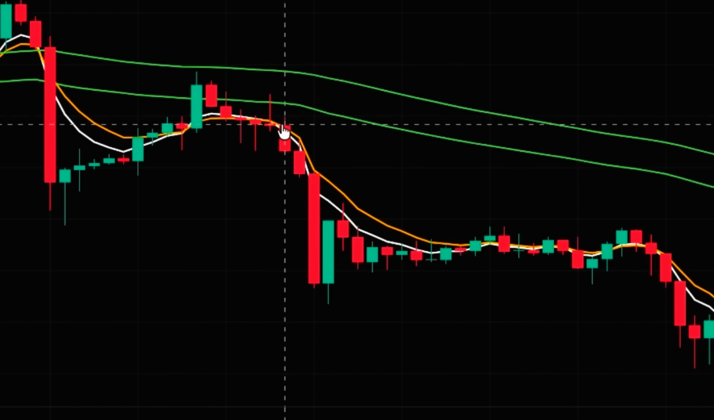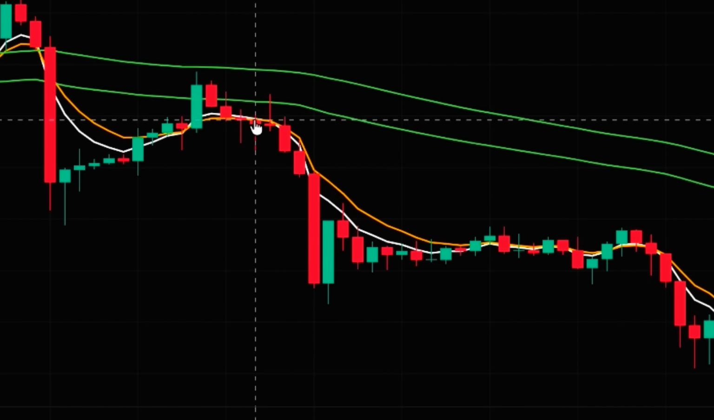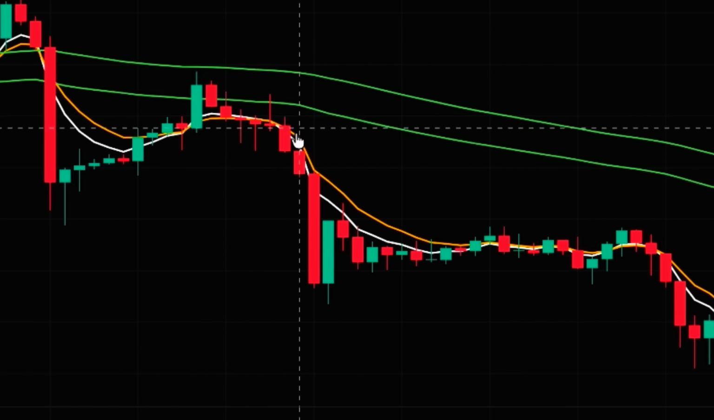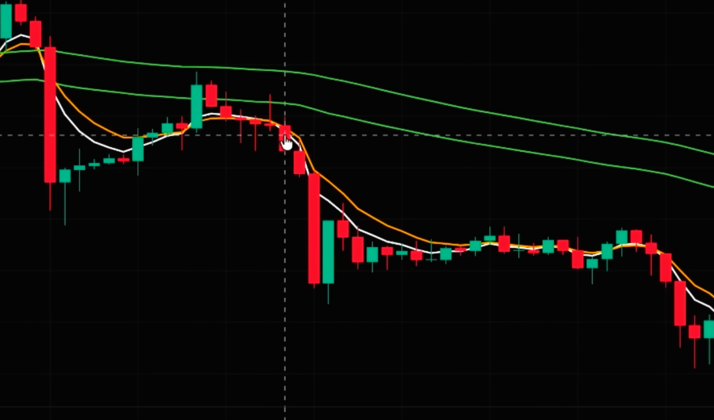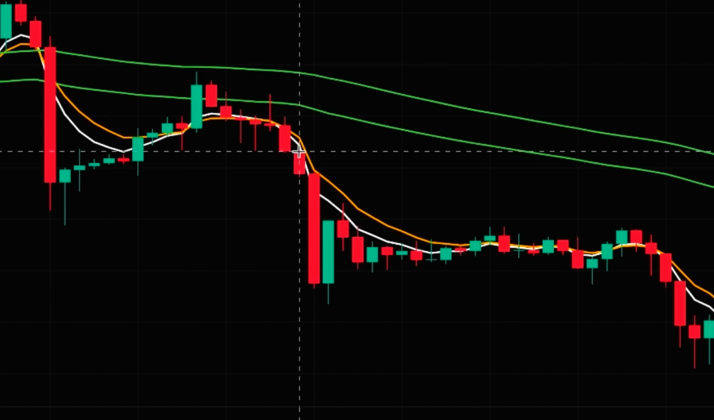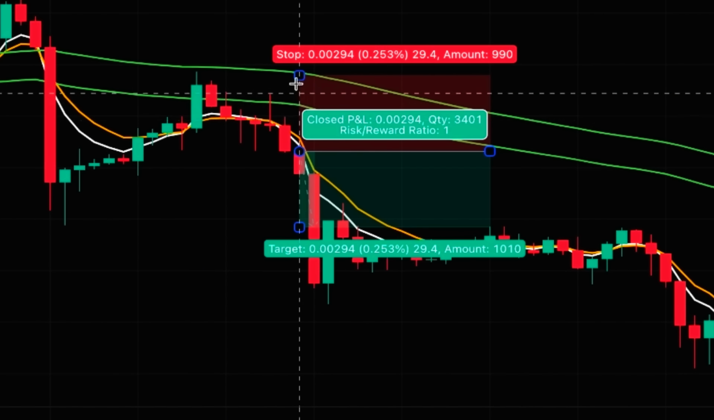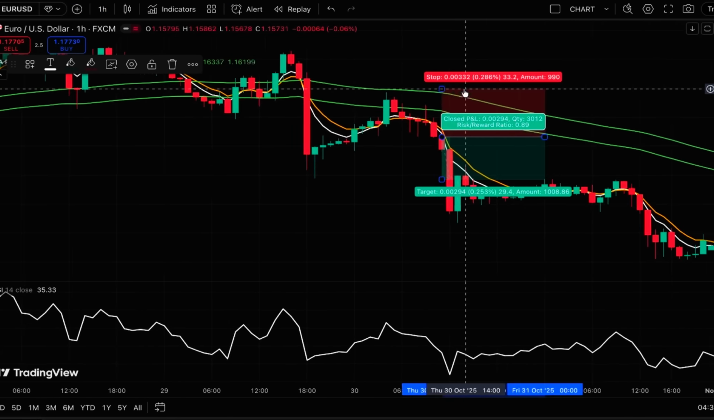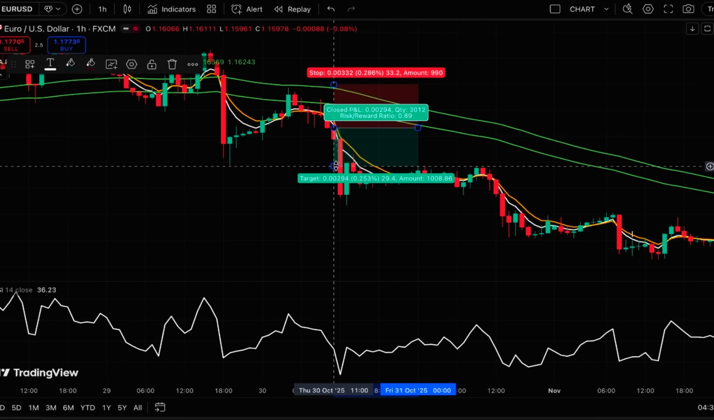In the next step, we wait for a signal that shows the end of the pullback, and that is when the white line is closed below the orange line. When this happened, it shows that the pullback probably ended and the price is going to decline more. So here the sell signal is confirmed, and in practice we could enter a short position at this point with the stop loss above the green channel and profit target at a risk to reward ratio of 2.